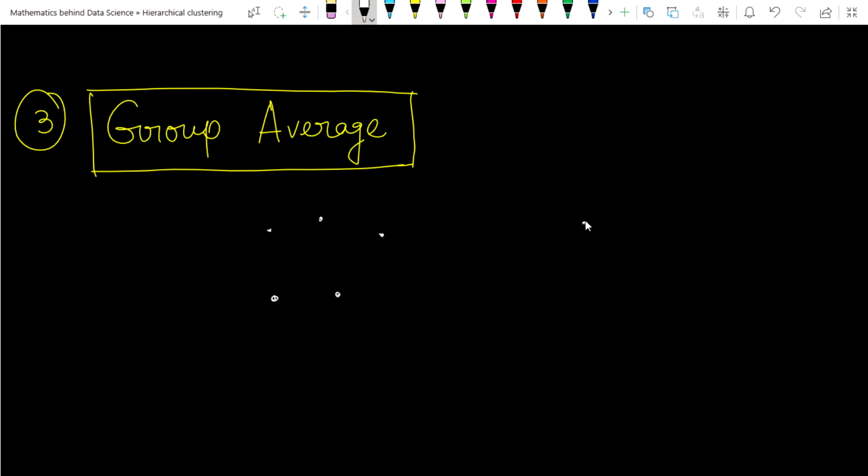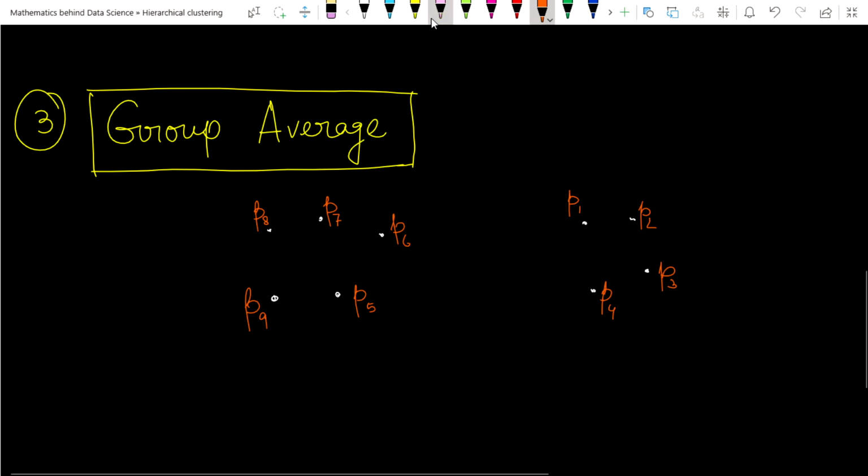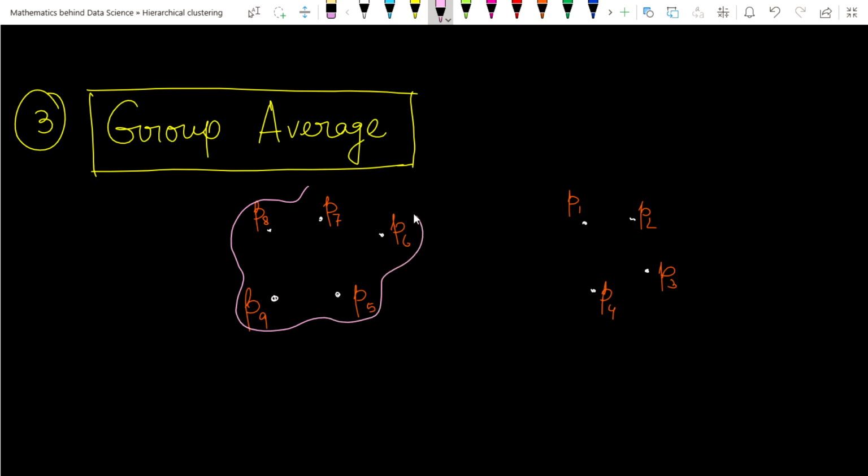These are the 5 points and these are the 4 points we have. First rename them: P1, P2, P3, P4, P5, P6, P7, P8, P9. These are the 9 points in our data set. After some iterations, let these 5 points make a single cluster and these 4 points make another single cluster.